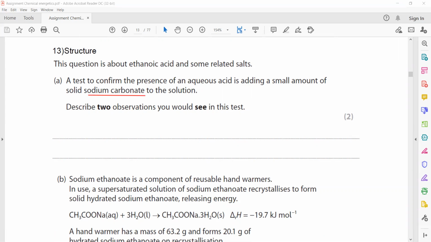So when we add a carbonate to an acid, what will we observe? When acid reacts with carbonate, it will give carbon dioxide. But in an observation, you will not write carbon dioxide. What you will write is bubbles, effervescence, fizzing. That is what we observe. So we can write fizzing. And the second thing that will happen is the solid will dissolve. Which solid will dissolve? That carbonate. So we just have to mention what we'll observe when this reaction occurs.